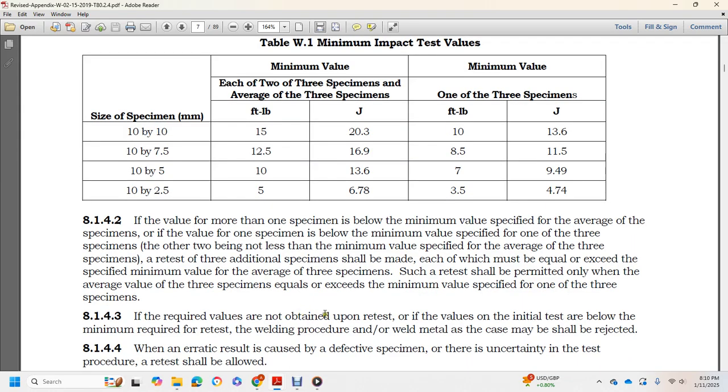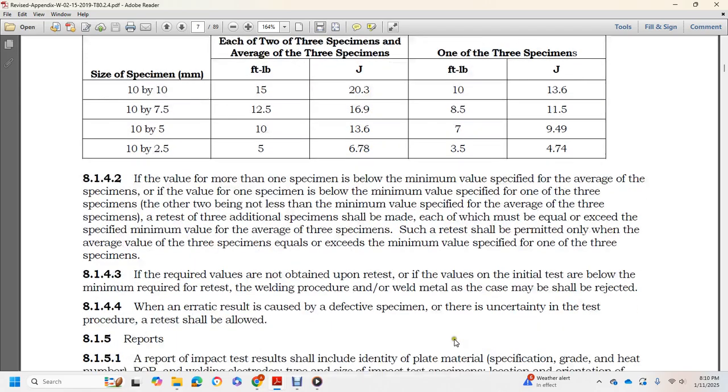If required values are not obtained upon the retest, or the values of the initial test are below the minimum required for the retest, the welding procedure or weld metal, as the case may be, shall be rejected. When the erratic results are caused by a defective specimen, or there is uncertainty in the test procedure, a retest is permitted.